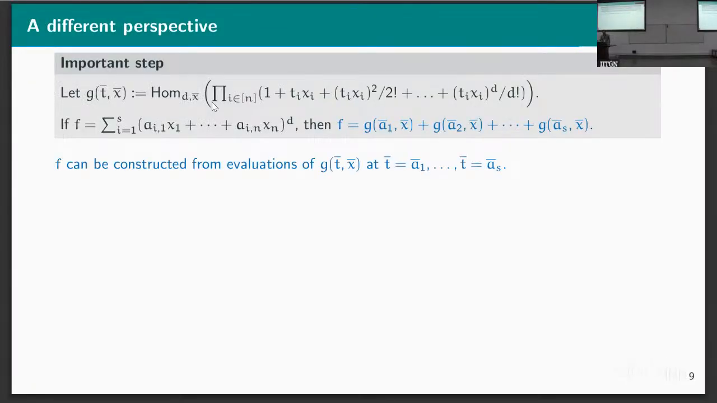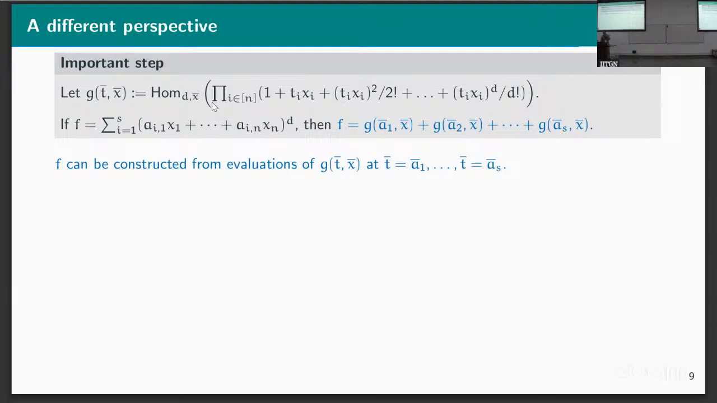Another way of stating this is that F can be constructed, or F can be seen, as a linear combination of evaluations of G at different values a_1 to a_s substituted in t. Are you guys with me at this point? Maybe most of you are not, but anyway.